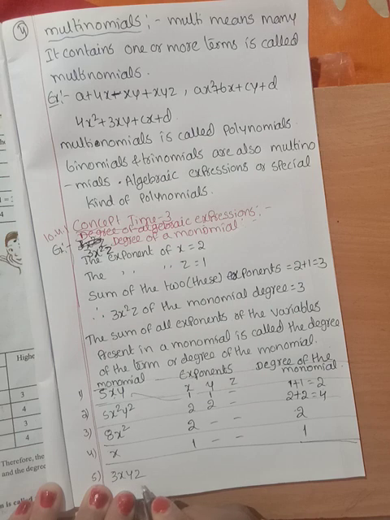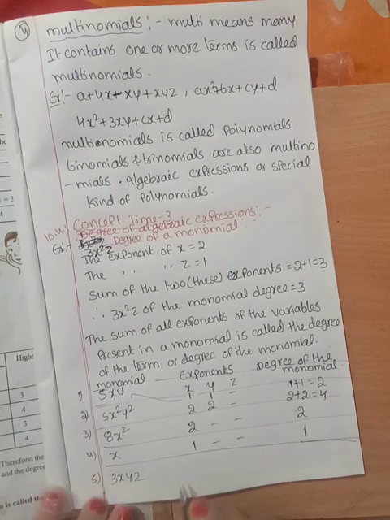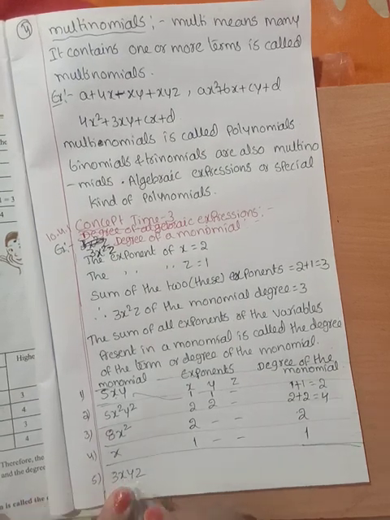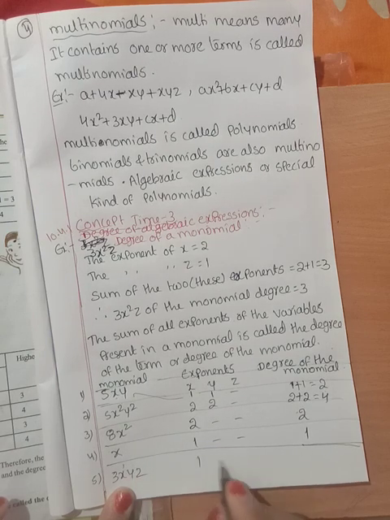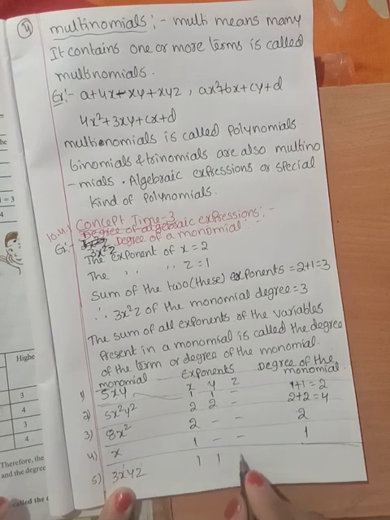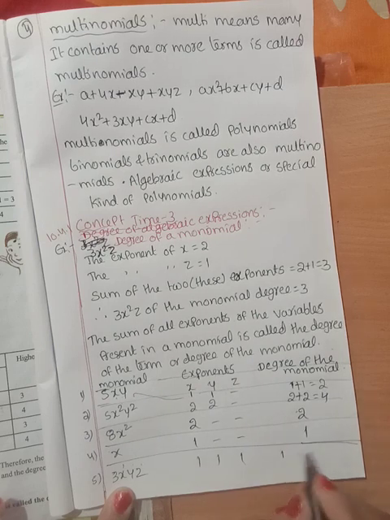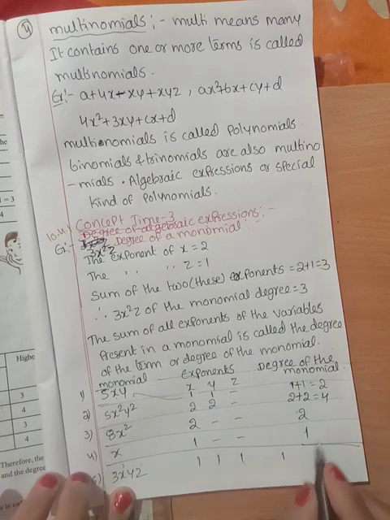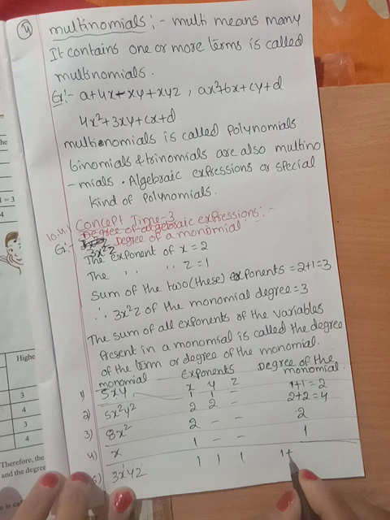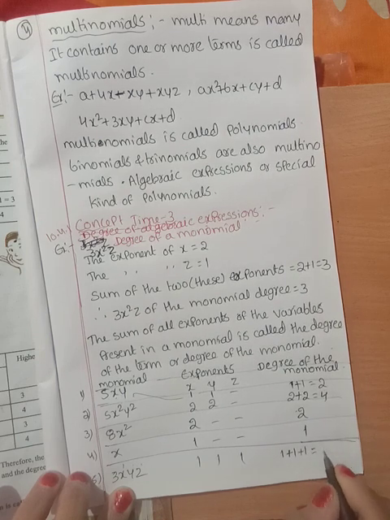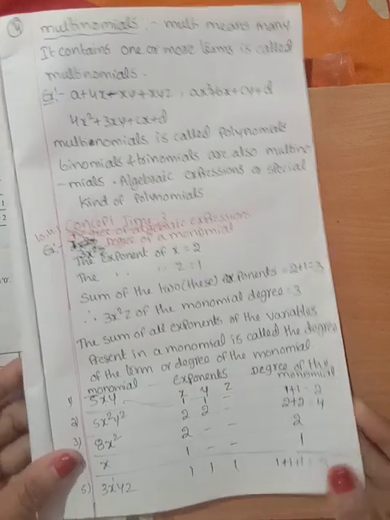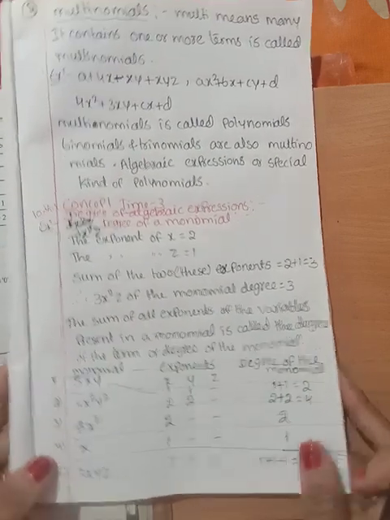The last example is 3xyz. The exponent of x is 1, y is also 1, and z is also 1. The degree of the monomial means the sum of all the exponents, so it is 3 only. Did you understand this neatly?